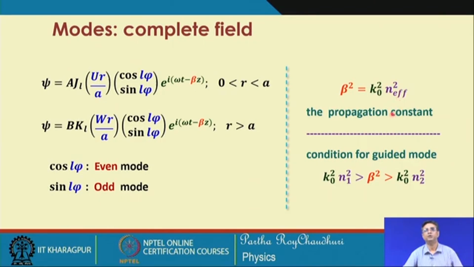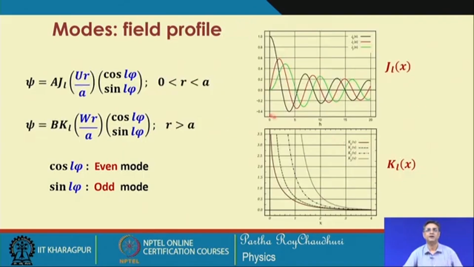where this n effective lies between n 1 and n 2. So, k 0 n 1 square must be greater than beta square, that is k 0 n effective square, and that must be greater than k 0 n 2 square. So, this propagation constant square must be somewhere between k 0 n 1 square and k 0 n 2 square. So, n effective must be within n 1 and n 2, greater than n 2, but less than n 1. At n 2 it gives you the cutoff of the mode. We will see that also.